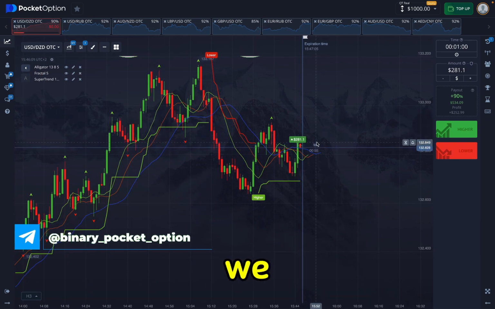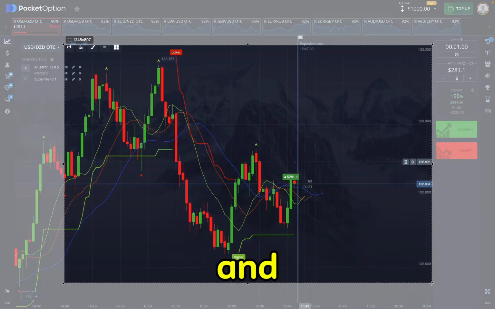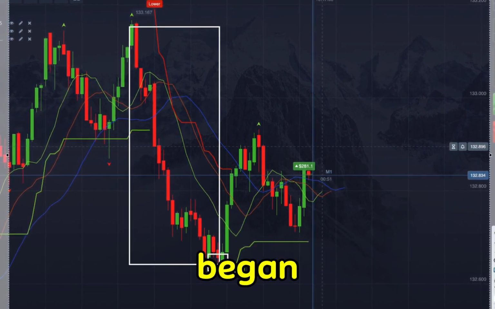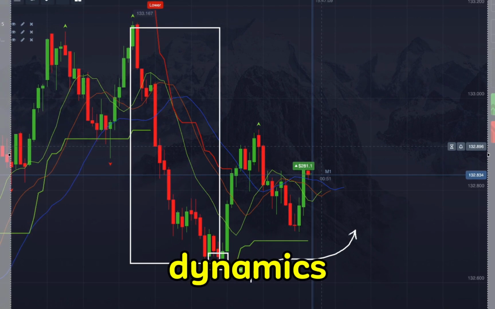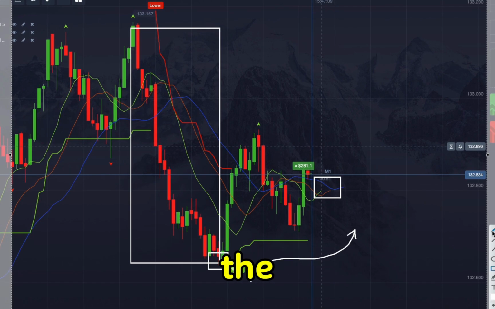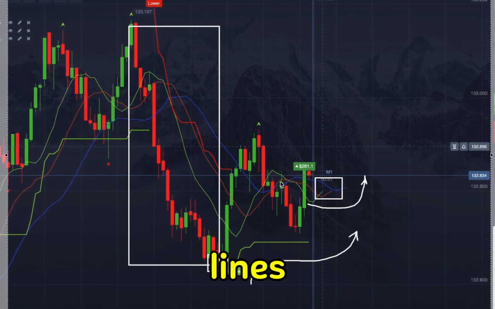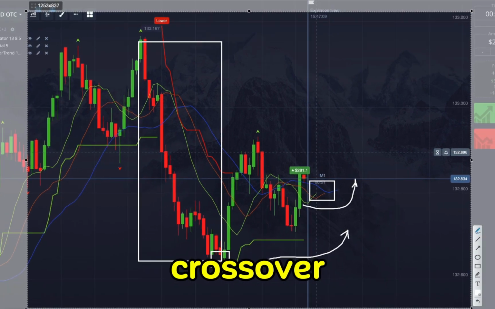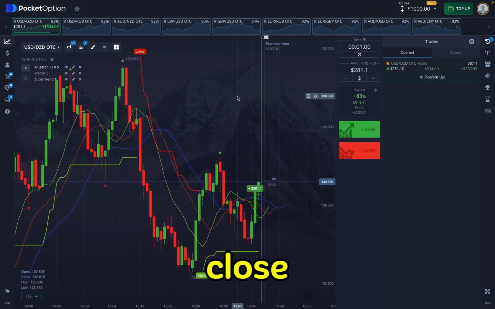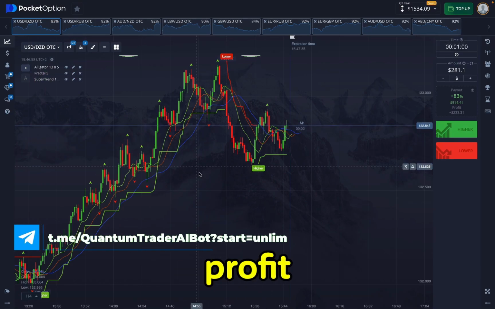Of course, we previously had a fairly impulsive move in the dynamics, and after updating the structural minimum, the position on the super trend began to show upward dynamics again. Here I observed the crossing of the moving lines of the alligator, and also the price crossed these moving lines, and at the crossover I open a trade. Look at the result, last 10 seconds to close, and the position is closed in plus. Excellent, super result, excellent profit for this trade.